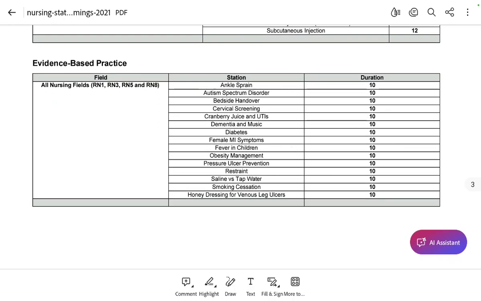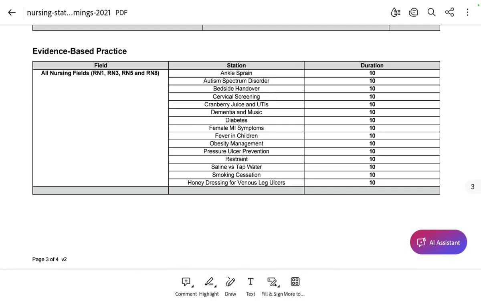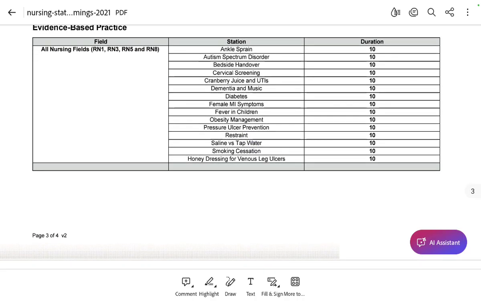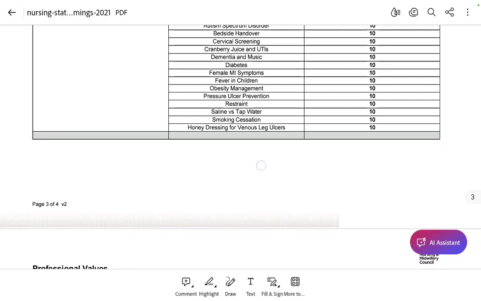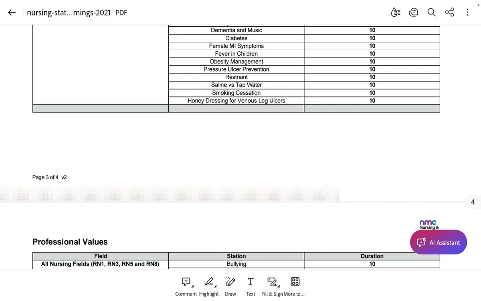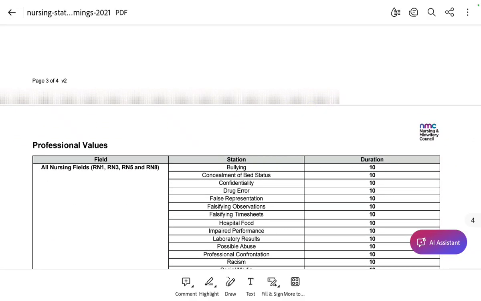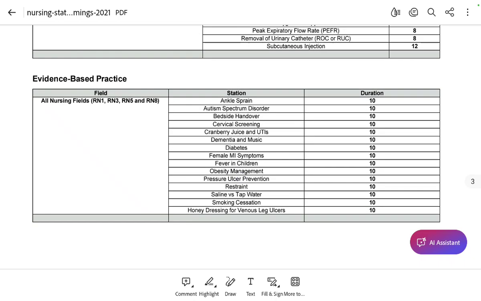It will be one of these: ankle sprain, autism, bedside handover, cervical screening, cranberry juice and urinary tract infections, dementia, diabetes, obesity, pressure ulcer, strain, smoking cessation, honey dressing for venous leg ulcers. You will have one of these. You will have a scenario for a patient, for example, who is for discharge.